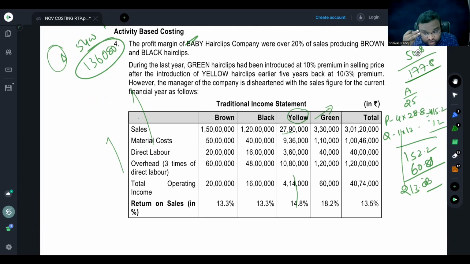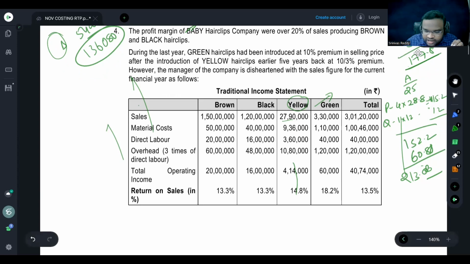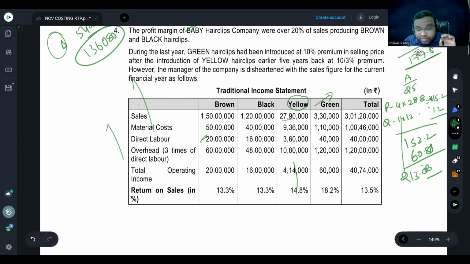See, this is related to the earlier question also. I am not considering real consumption. I'm just going by a predetermined rate, which says that if 20 lakhs is my direct labor, 60 lakhs would be my overhead cost. If 16 lakhs is my direct labor, 48 lakhs would be overheads. If 3.6 is my direct labor, 10.8 lakhs would be overheads. So 40 lakhs is my direct labor, and I'm assuming my overheads should be 1.2 crores. So you got an income of 13.5 lakhs.